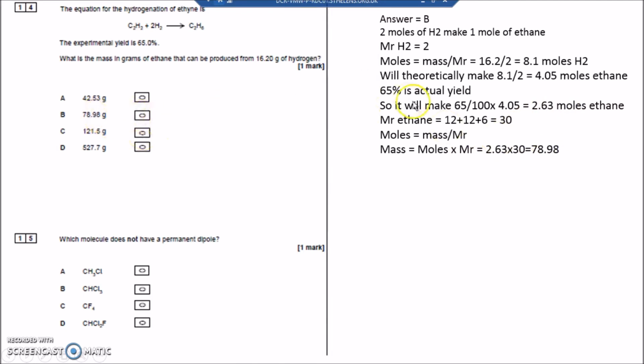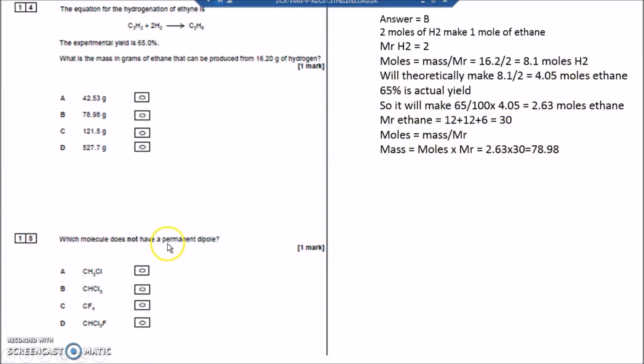78.98 grams is B. The other way of doing it is that you could have actually worked out 4.05, converted that moles into grams, by multiplying 4.05 by 30 and then doing 65% of that would have come out with the same answer.